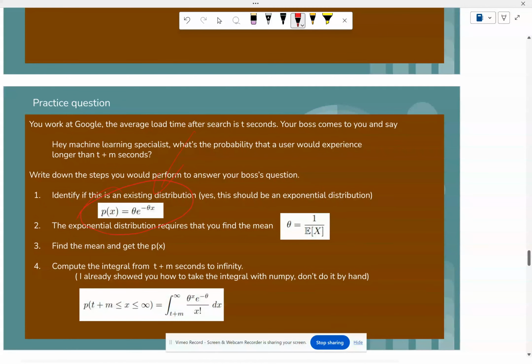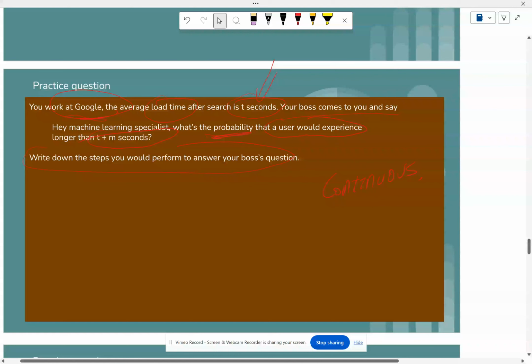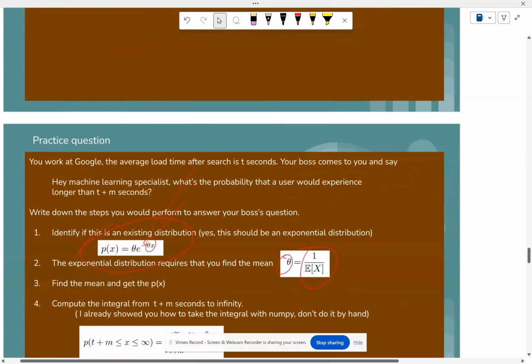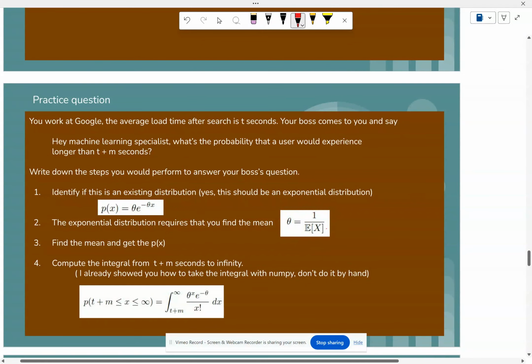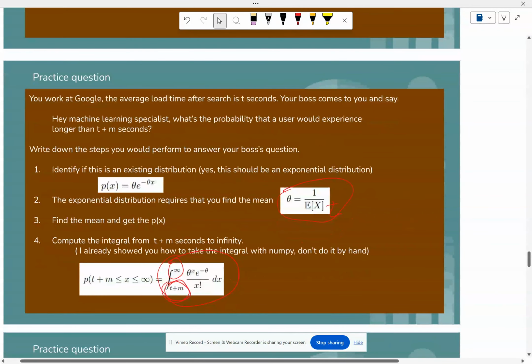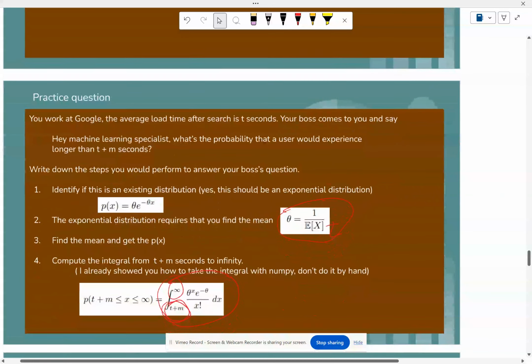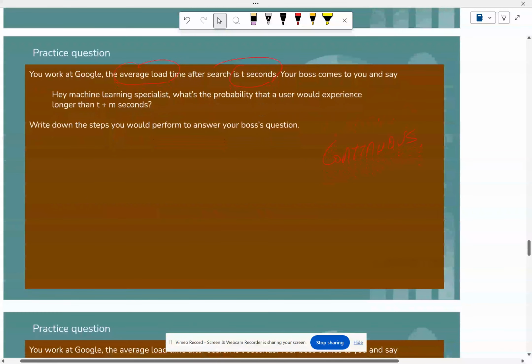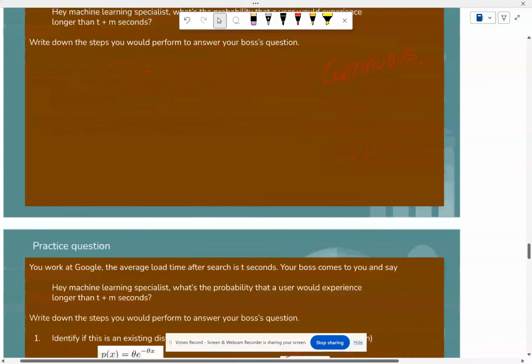Once you recognize that it's an exponential distribution, then to get theta, we went over the rule: theta is 1 over the expectation. So you take the expectation, which the question tells you: the average load time is t seconds. So we know the expectation, which is t. So we can just plug t here, right? So theta is 1 over t. Now that you know theta, you want to find the probability that they will wait longer than t plus m. So here's t plus m all the way to infinity. So you take the integral of this, and there you have it. You've done it. So in this particular case, you essentially identified how to calculate, for Google, the chance that a customer will wait a long time for the loading.